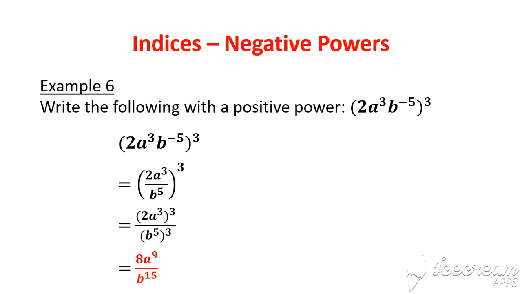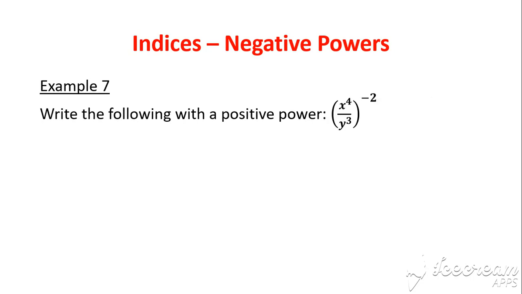All right, let's push on and try another example. Write the following with a positive power. x to the power of 4 divided by y cubed, all to the power of negative 2. Now, in this example, we're going to use the idea we just chatted about in the last example. So x to the power of 4 over y cubed to the negative 2. Well, here's what we're going to do.